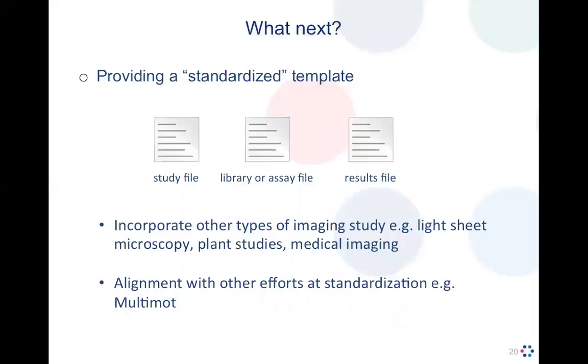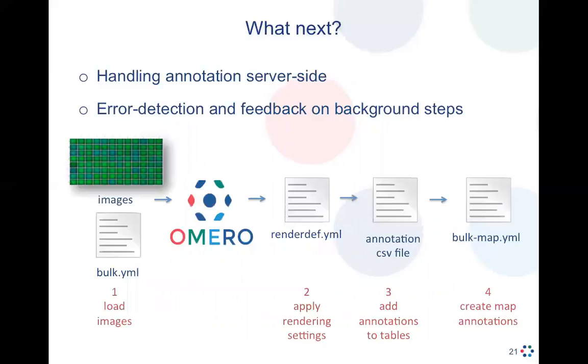Then we have ongoing work on standardizing the templates. So we've made an initial start based on work of others in the cellular phenotype database and drawing from ISA-Tab and MAGE-Tab experiences. But we need to carry on looking at other types of data sets, so light sheet microscopy, plant studies, medical imaging, see how these would work in with what we've already created, and then also align our efforts with other projects which are also looking at standardization, such as the multi-omics project. And then back over to Josh.